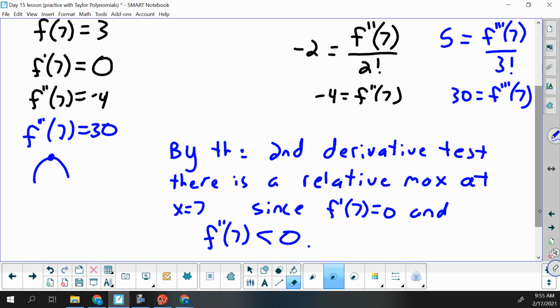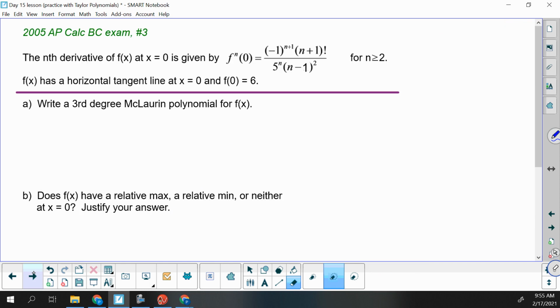They love to ask this on the AP exam. They love to put it on the no calculator section because we didn't need to know any information from our calculator. We're just making determinations by those coefficients in our Taylor polynomial. So let's look at an actual AP question. This is from 2005.